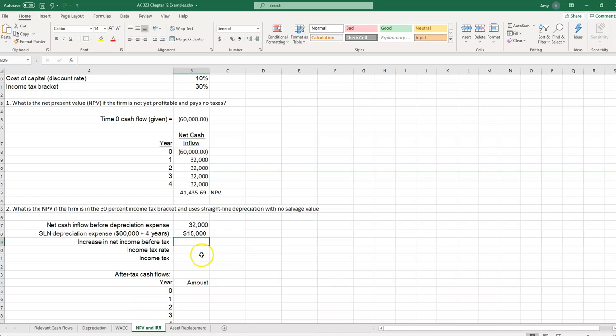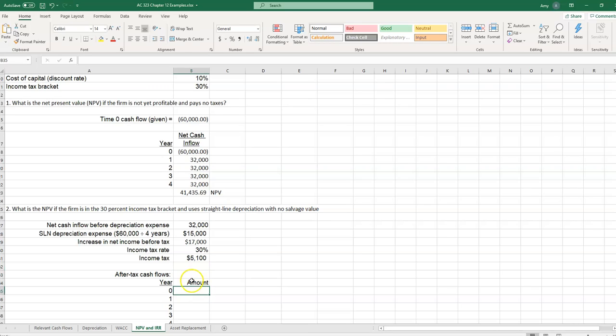So our increase in net income before tax is cash flows minus depreciation expense. We take our increase in net income times our 30% tax. And that gives us our tax expense of $5,100. So we have our cash flows.